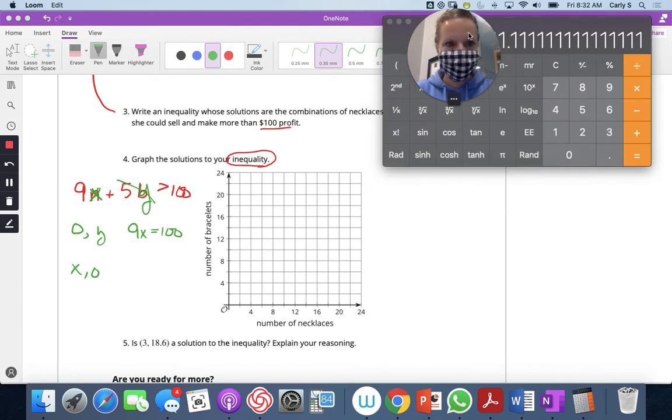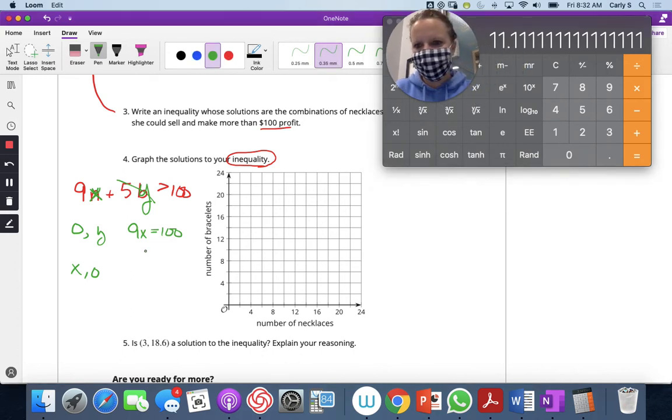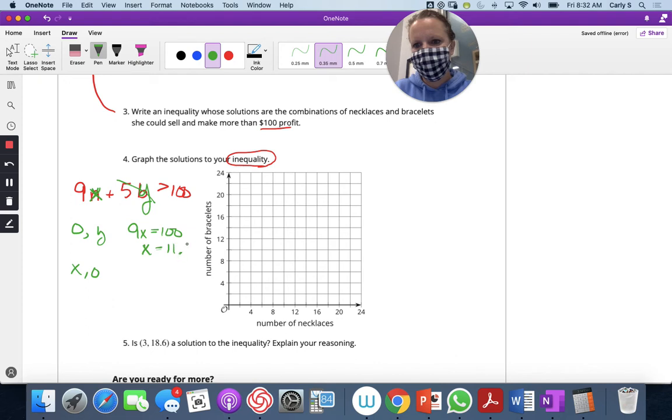Oh, my head's in the way. So x equals 11.1. So we're going to put our dots approximately 8, 10, 12, 11.1. And then our y. So to find that other value, we're going to make x 0 and have 5y equals 100. So y equals 20, which is right there.